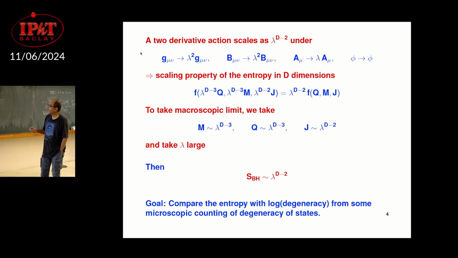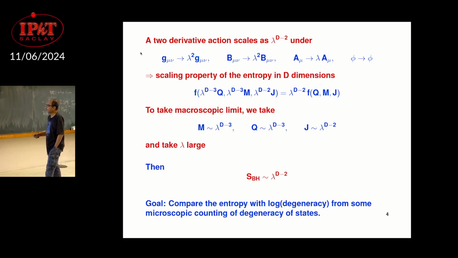Okay. And because of the scaling property of the action, the black hole entropy also has a simple scaling property. Okay. Again, this is a two-derivative theory where the Bekenstein-Hawking formula is valid. Okay. And the scaling property takes this form. Okay. That if we scale q, m, and j by these powers of lambda, the entropy scales as the action, which is lambda to the d minus 2.